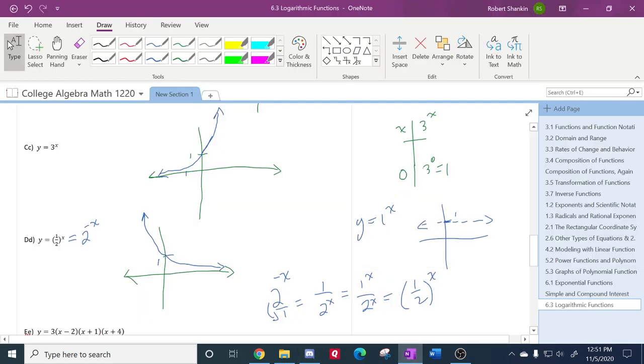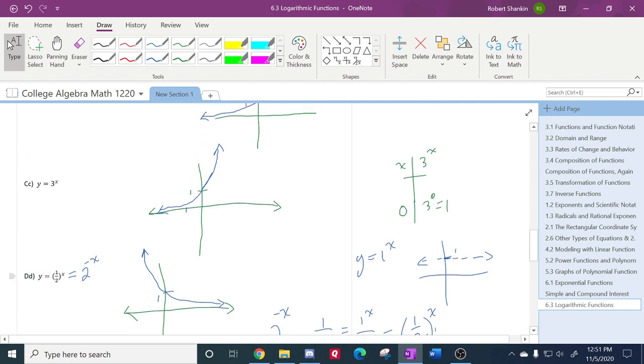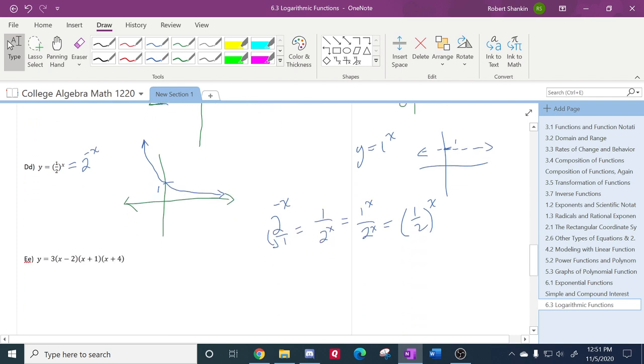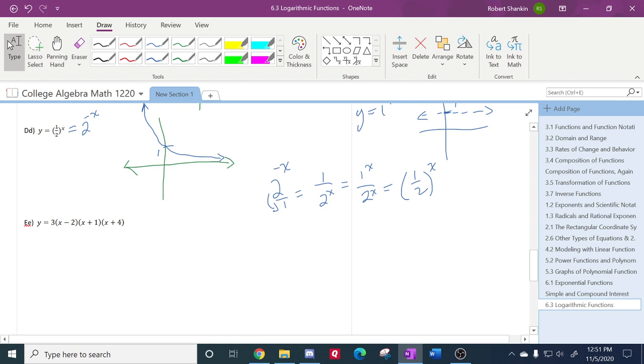So, 1/2, by the way, is the same as 2 to the negative 1 power. So, that 1/2 in there is already a negative exponent. And now let's go on to E. Draw a quick rough sketch of that one.